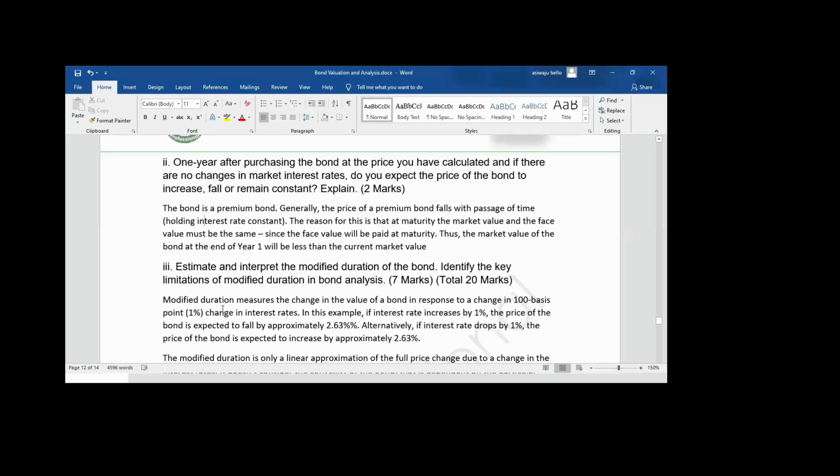Look at it. Estimate and interpret modified duration of the bond. Then next, identify the key limitation of modified duration in bond analysis. Look at the explanation, please.